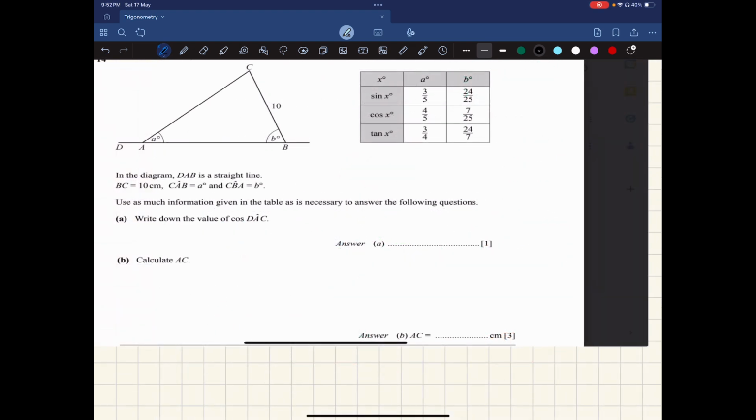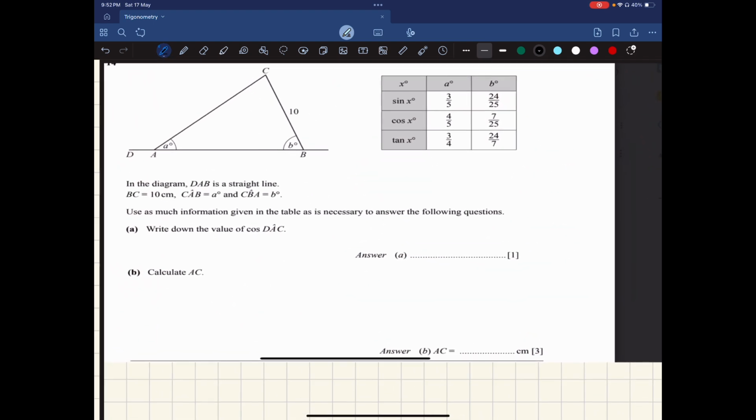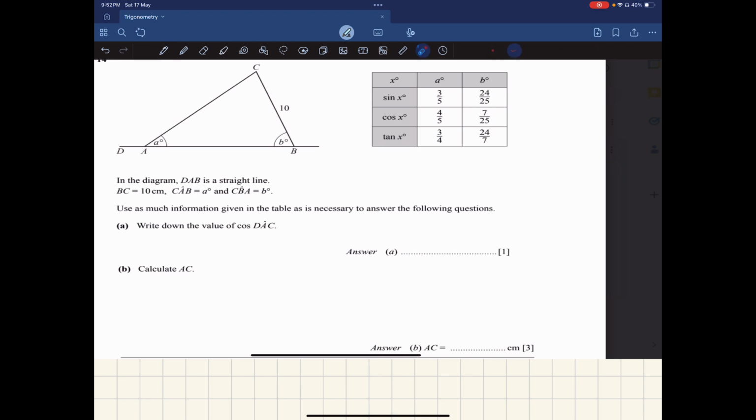Okay, so one last question before we wrap this video up. In this diagram, DAB is a straight line, BC is 10 centimeters, CAB is A degrees, CBA is B degrees. Use as much information given in the table as is necessary to answer the following questions. Write down the value of cos of DAC.